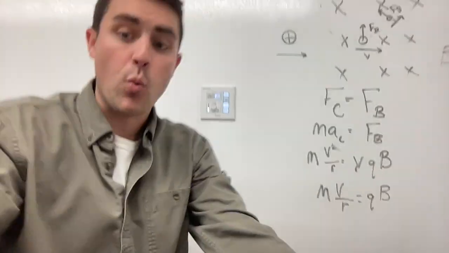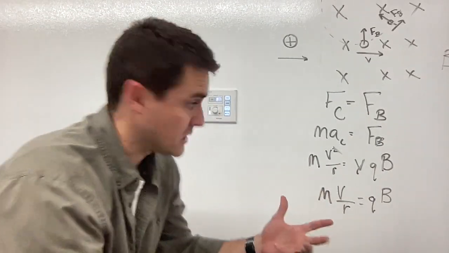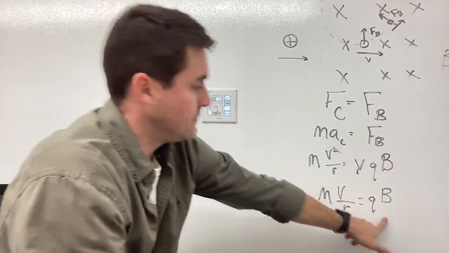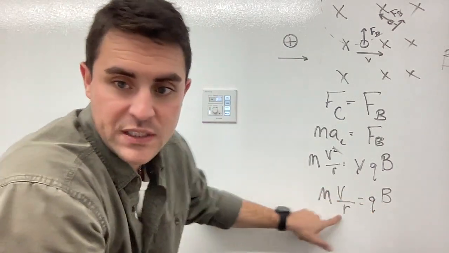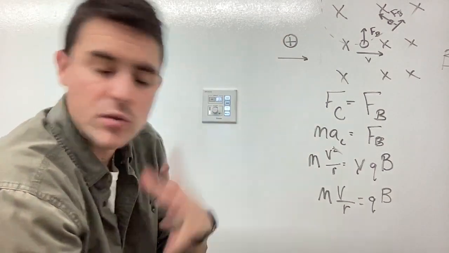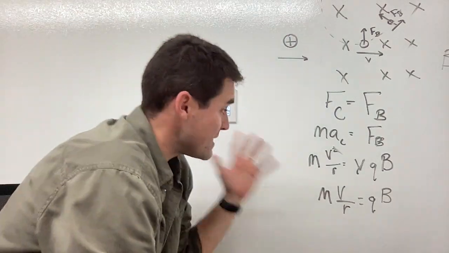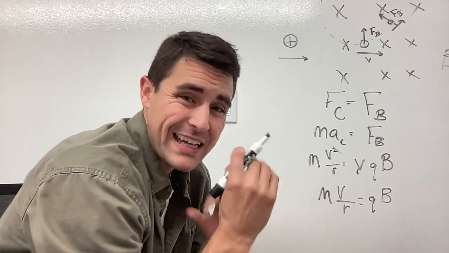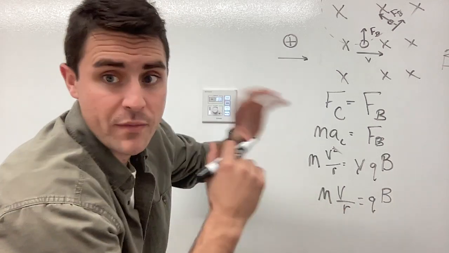But this is a way we can go ahead and then solve for things. If I know the charge of a proton or the mass of the proton, based on the magnetic field, will dictate the size of that circle, and we'll look at some applications of that. But this is the basic understanding we need to have for a single charge moving through a magnetic field.